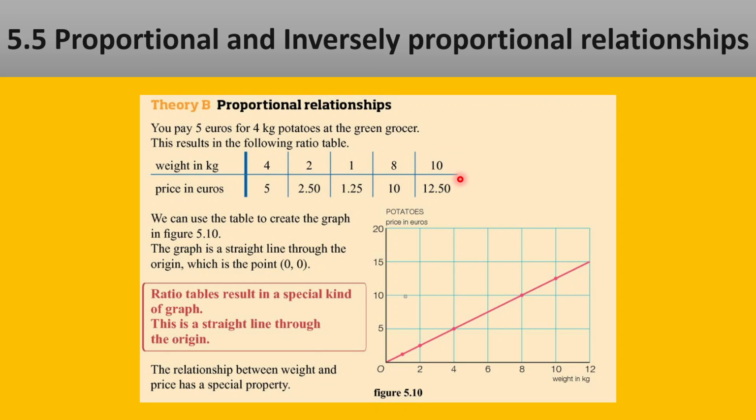We already are used to the idea of plotting or drawing points like this in an actual table, right? Normally we had X and Y, but here you can also say that if we call this the weight in kilograms, the X, on the horizontal axis, and the price in euros on the vertical axis, I can now draw those points. This here is 4 to the right and 5 up. That's this point here. This is 2 to the right, 2.5 up. 8 to the right, 10 up, right?